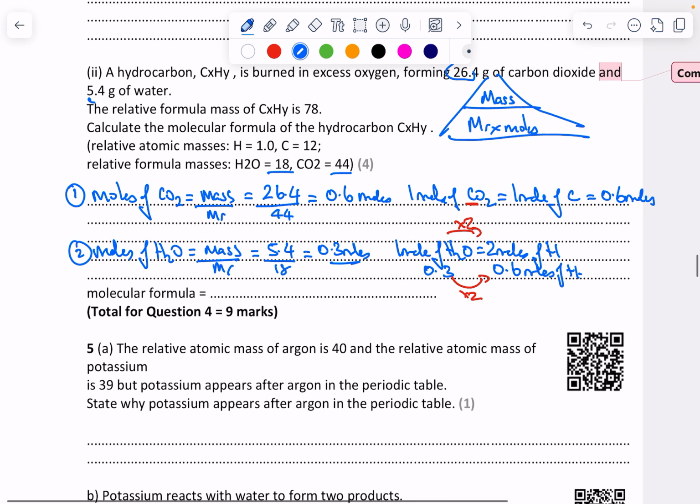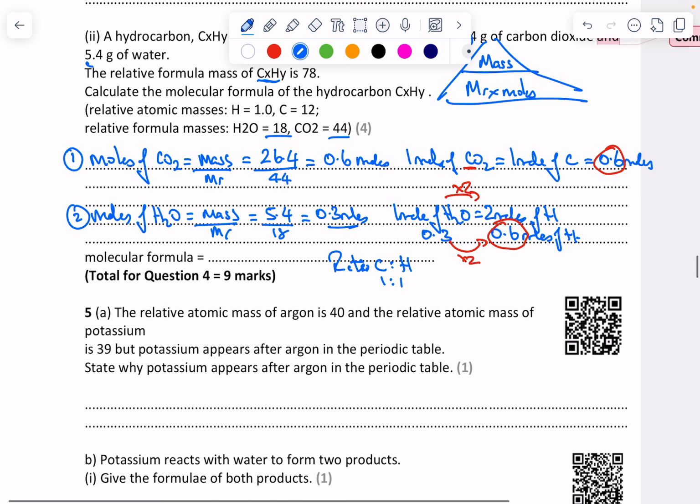Now then, what you've got here is 0.6 moles of hydrogen and 0.6 moles of carbon, so the ratio of carbon to hydrogen is 1 to 1. So because it's 1 to 1, whatever x is equal to y.